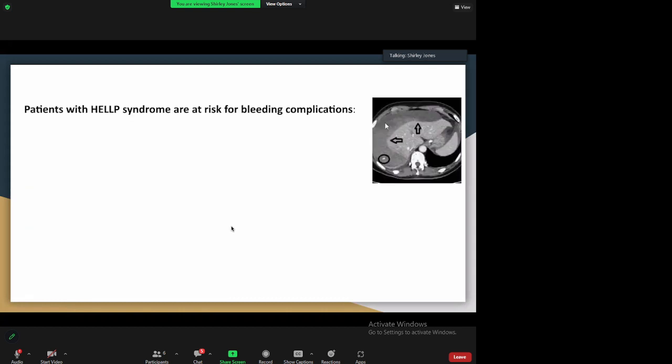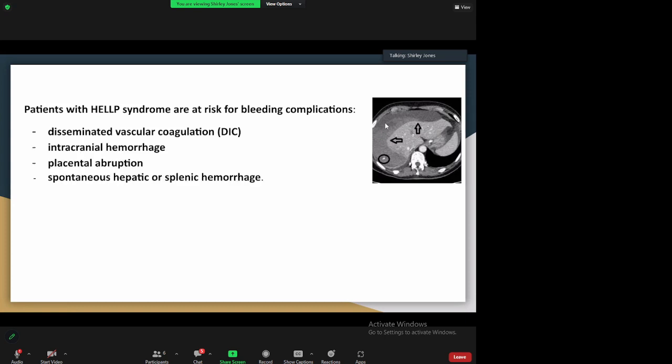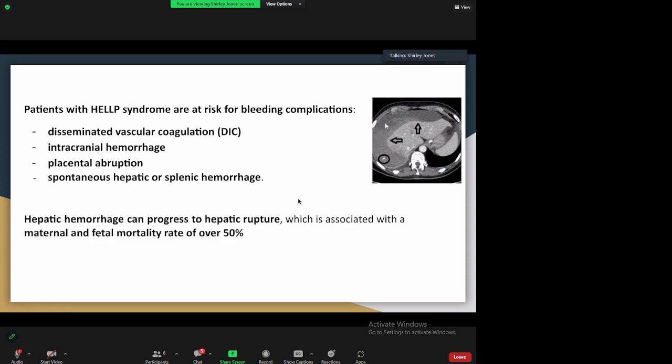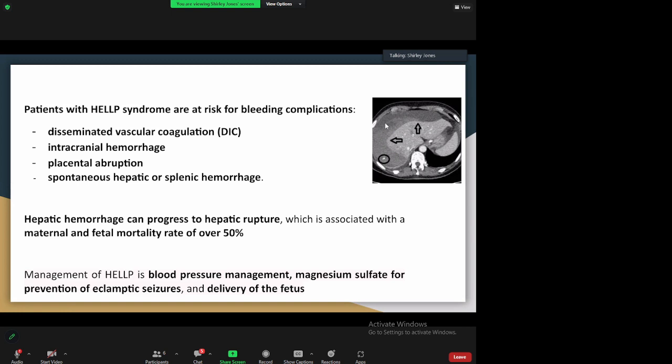These patients are at risk for bleeding complications. So DIC, intracranial hemorrhage, placental abruption, and spontaneous hepatic or splenic hemorrhage. And this patient has a big giant hepatic hemorrhage. Hepatic hemorrhage can progress to hepatic rupture, and this is associated with a maternal and fetal mortality rate of over 50%. Management of HELLP is basically identical to preeclampsia management.